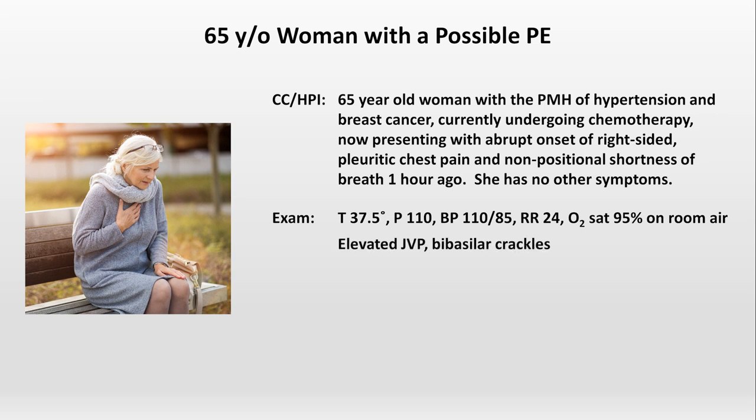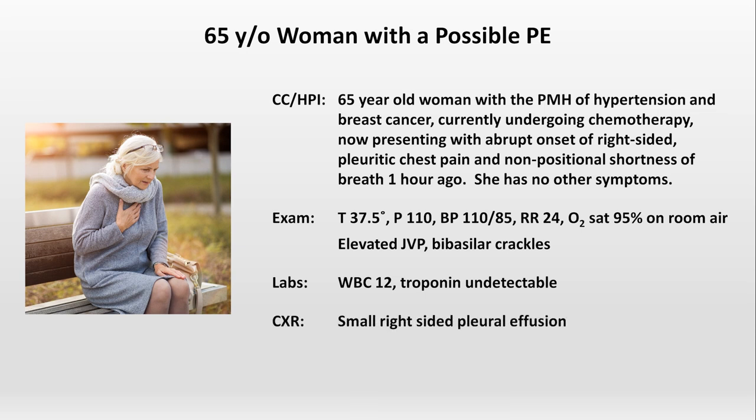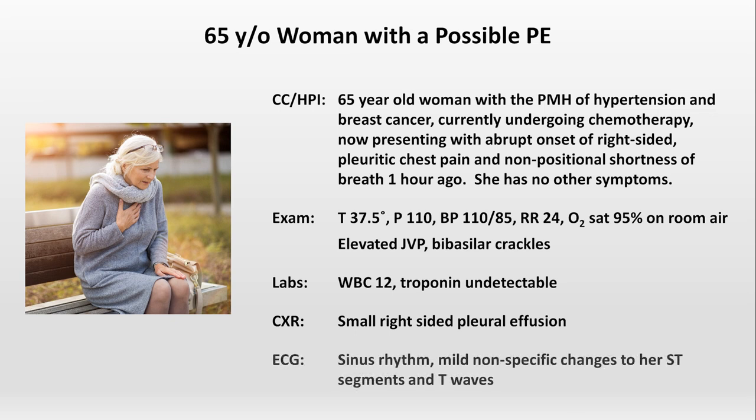She has an elevated JVP and bibasilar crackles. On labs, her white count is 12 and her troponin is undetectable. On chest x-ray, she has a small right-sided pleural effusion. Last, her ECG shows sinus rhythm with mild non-specific ST and T changes.